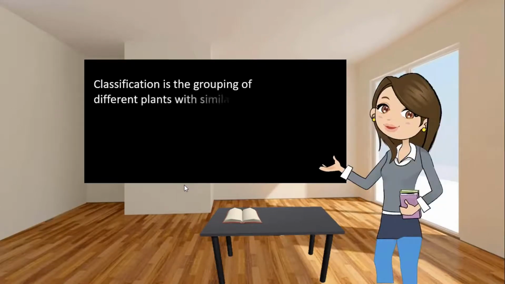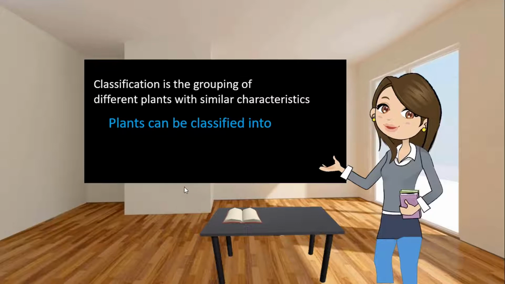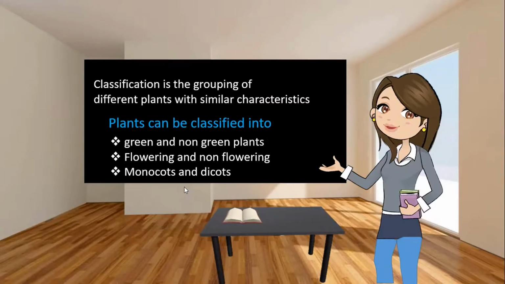We are going to look at classification of plants. What is classification? Classification is the grouping of different plants with similar characteristics. Plants can be classified into several categories as follows. One, green and non-green plants. Two, flowering and non-flowering plants. Three, monocots and dicots. Now we want to discuss each at a time and understand them at length.